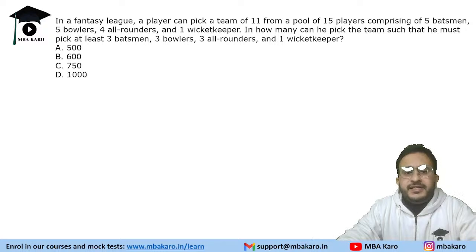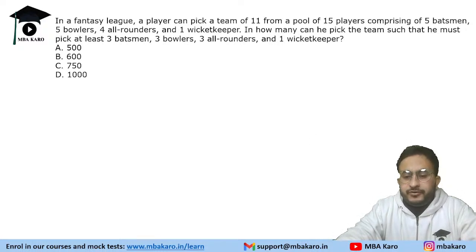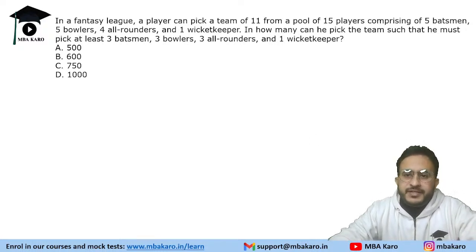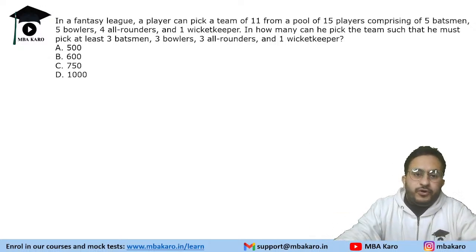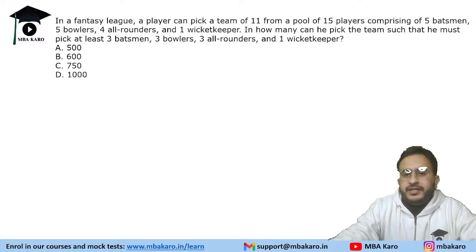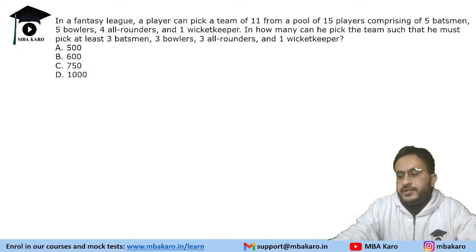In a fantasy league, a player can pick a team of 11 from a pool of 15 players comprising 5 batsmen, 5 bowlers, 4 all-rounders and 1 wicket-keeper. In how many ways can he pick the team such that he must pick at least 3 batsmen, 3 bowlers, 3 all-rounders and 1 wicket-keeper? So you need to pick a team of this.